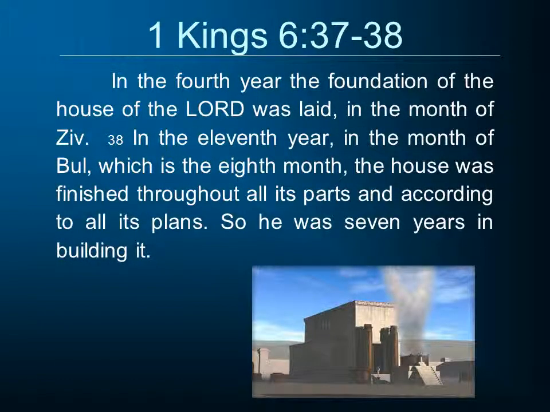Now, 1 Kings chapter 6, verse 37. In the 4th year, the foundation of the house of the Lord was laid, in the month of Ziv. In the 11th year, in the month of Bul, which is the 8th month, the house was finished throughout all its parts and according to all its plans. So he was 7 years in building it.